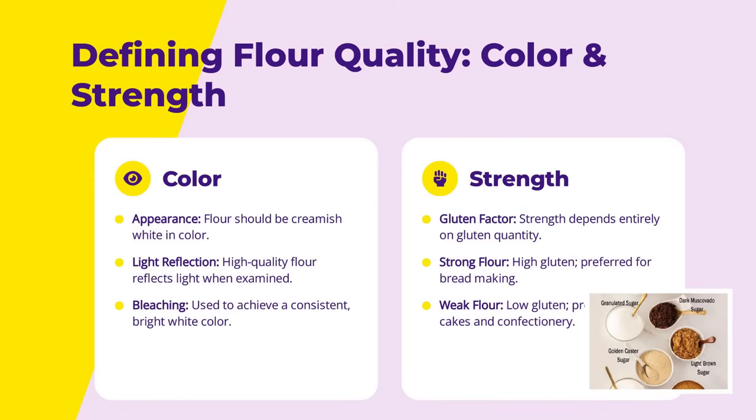The second major quality factor is flour strength. Flour strength depends mainly on the quantity and quality of gluten proteins. Strong flour contains more gluten and is therefore preferred for bread production because it forms elastic dough capable of trapping fermentation gases. Weak flour contains less gluten and is suitable for cakes, pastries, biscuits, and confectionery products where softness is desired. Whenever you are asked about flour quality in examinations, remember these two major parameters: appearance and gluten strength.